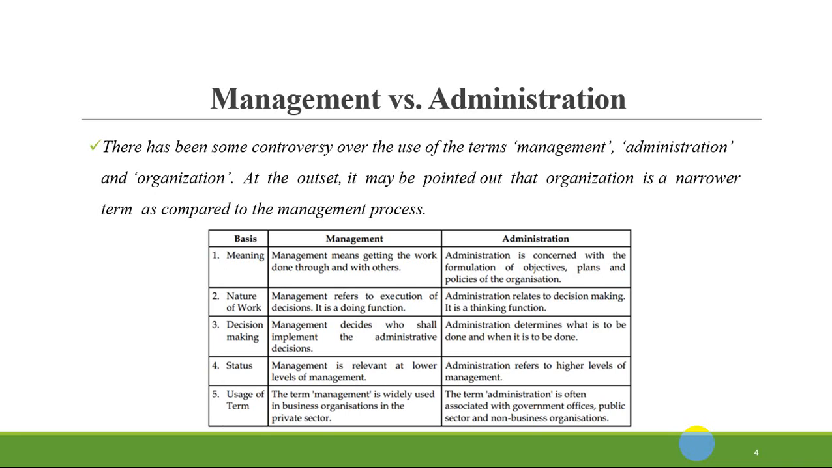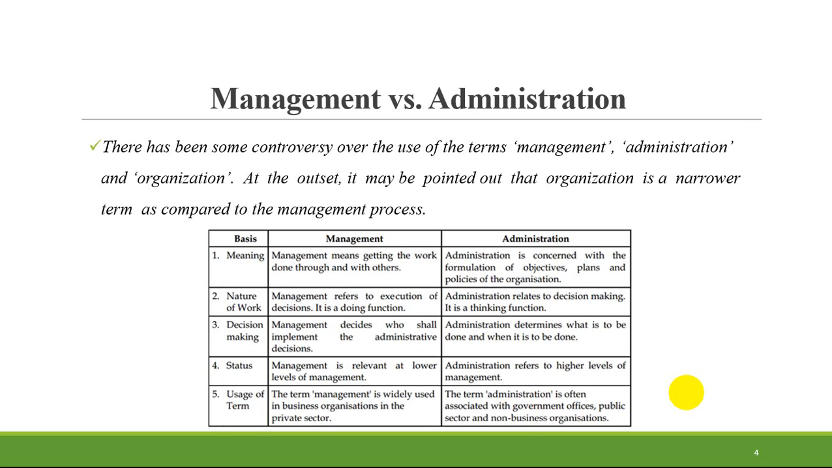The second difference is according to the nature of work. Management refers to the execution of decisions, and it is doing a function. Management is concerned only with the function, that is plan, organize, lead, and control. Whereas administration is related to decision making. They have to make decisions, they have to think, using thinking functions, logical ability, and reasoning ability to formulate those different things. That is the concern of the top level of management.